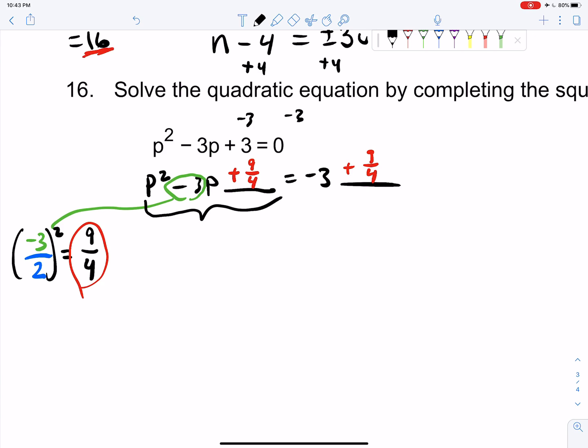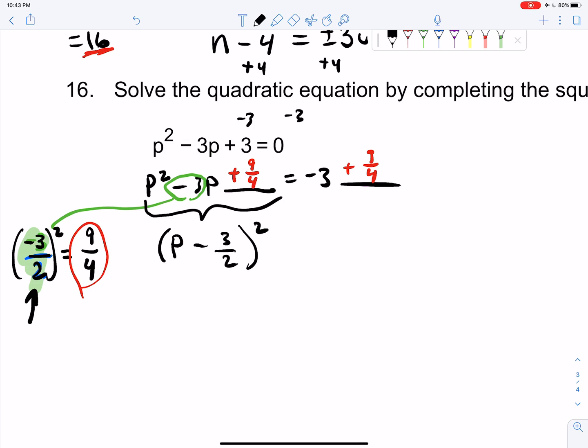Because why did you pick these numbers? You picked these numbers because you knew it was going to make a perfect square. And in fact, you know that this little guy right here is what it factors down to. So instead of banging your head, you just look right there and you can see it's just negative 3 halves. So p minus 3 halves quantity squared is what that factors down to. And you could verify it.